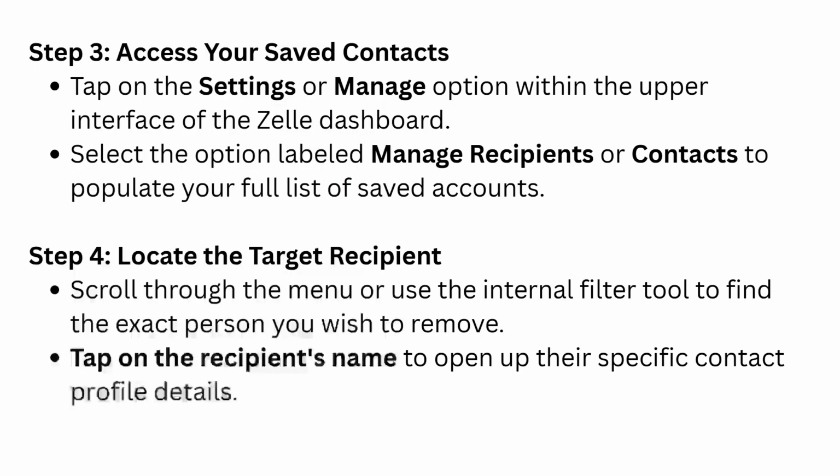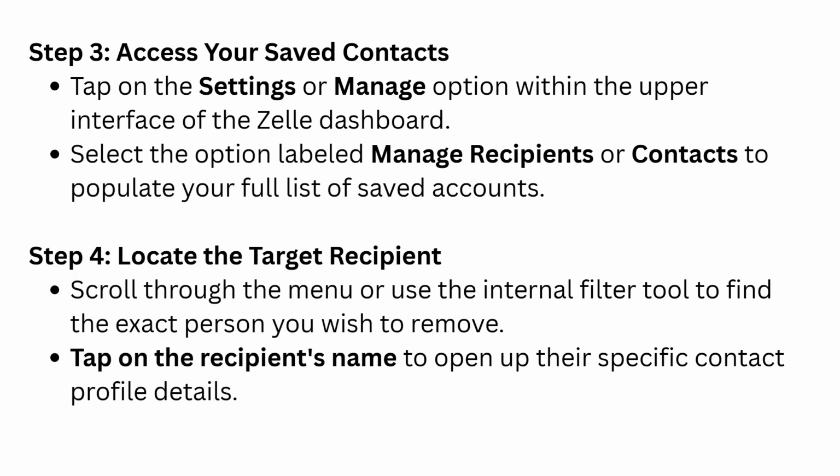Step 3. Access your saved contacts. Tap on the Settings or Manage option within the upper interface of the Zelle dashboard. Select the option labeled as Manage Recipients or Contacts to populate your full list of saved accounts.